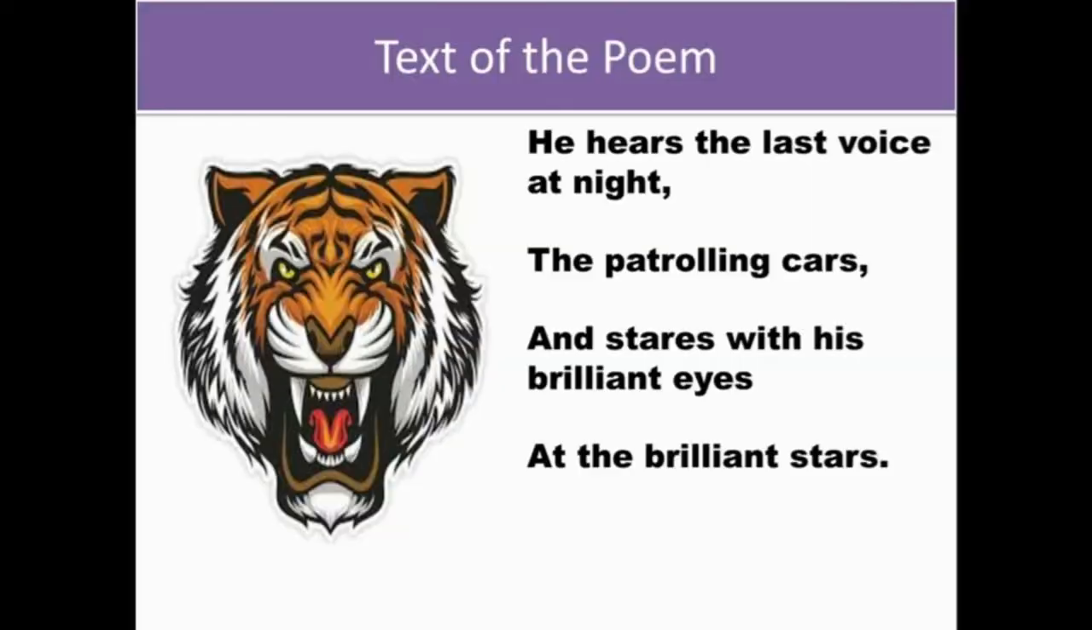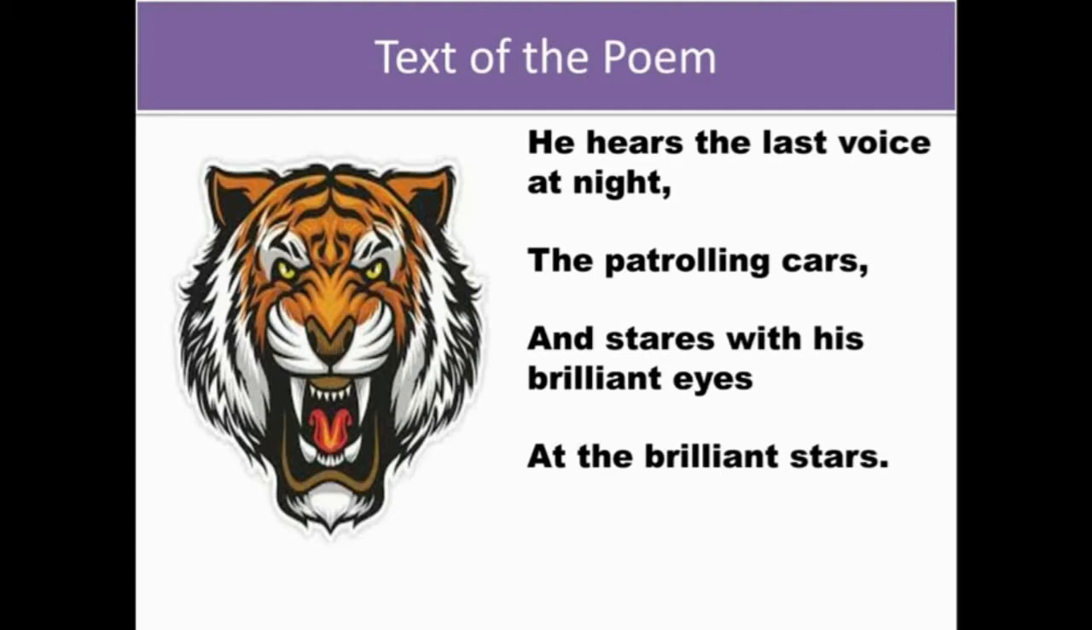Last stanza of this poem. Fifth stanza. He hears the last voice at night, the patrolling cars, and stares with his brilliant eyes at the brilliant stars. Glossary, we will go. New word, first, patrolling. So what do you mean by patrolling? To keep a watch, to guard. Okay, now we'll move to the explanation of this stanza.